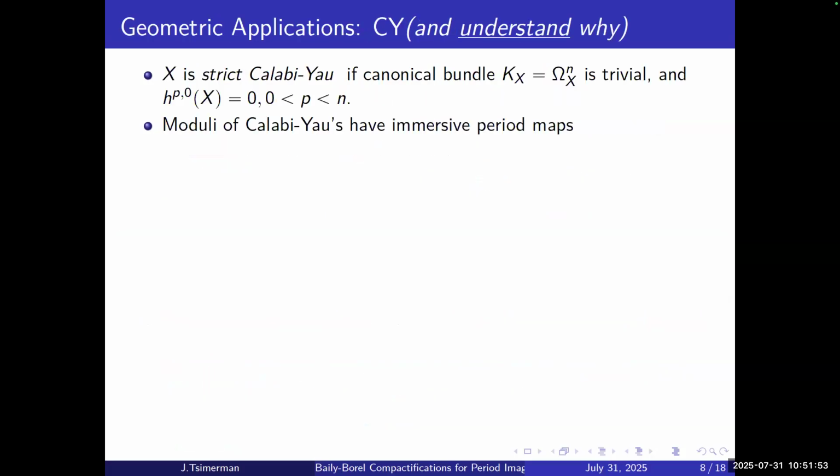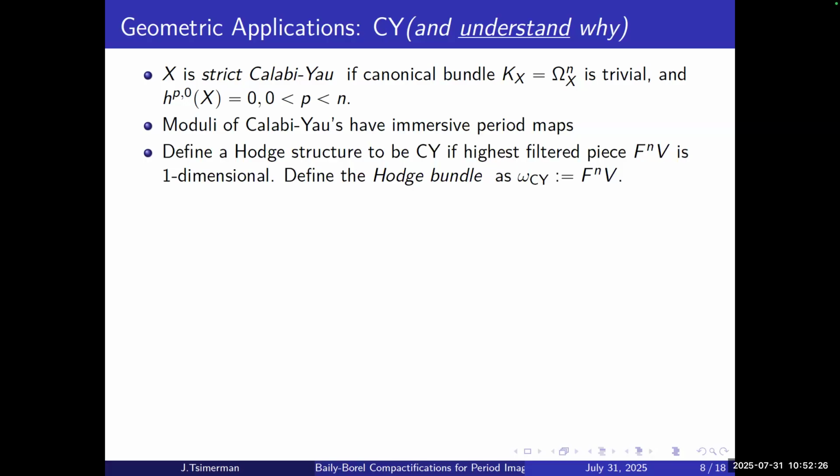Okay. So a concrete geometric application, part of the motivation for the work, is Calabi-Yau variations. X is strict Calabi-Yau, for those of us in the audience that aren't in the field, if its canonical bundle is trivial, and it has no differential forms of degree between 0 and n. The moduli of Calabi-Yaus are natural to study in the context of Hodge theory because their deformation theory has immersive period maps.